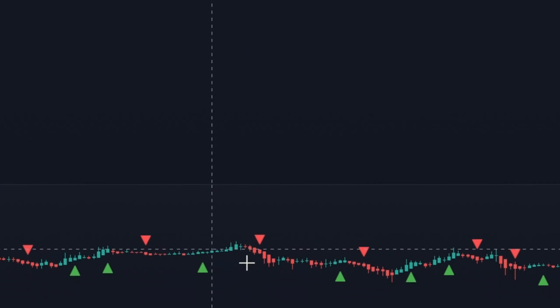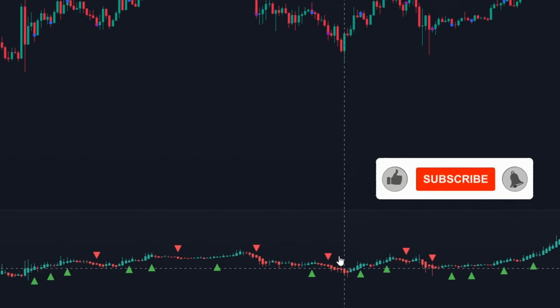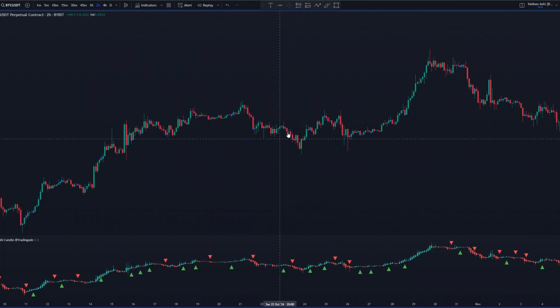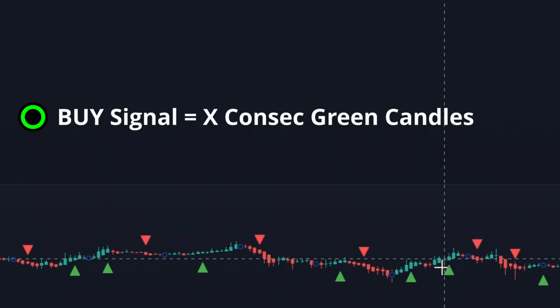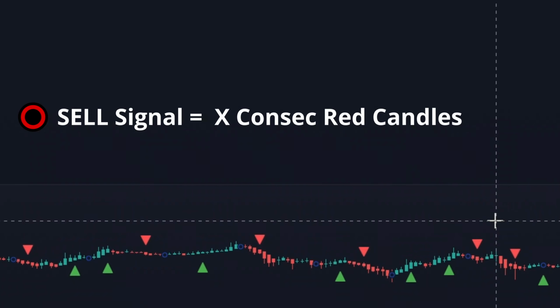Along with the Heikin Ashi candles, we have green and red triangles, which basically represent buy and sell signals. They are also drawn here onto the chart. Green triangles are blue points, while red triangles are purple points. We have a buy signal whenever we have X consecutive green candles, whereas we have a sell signal whenever we have X consecutive red candles.